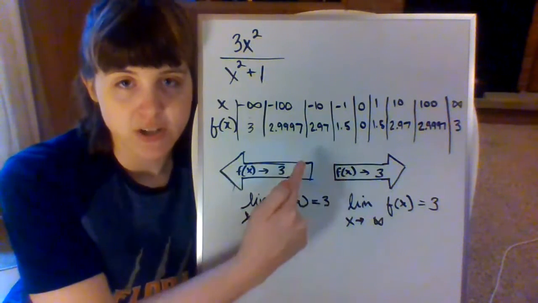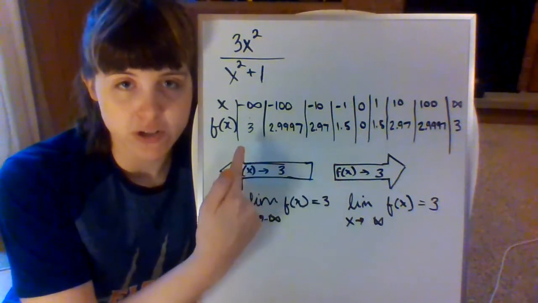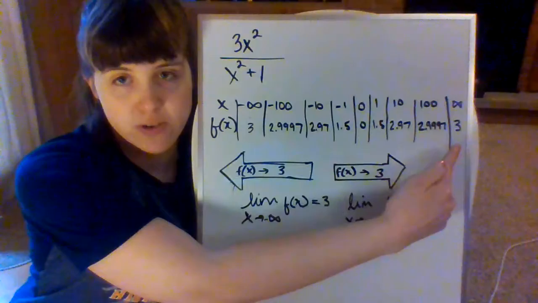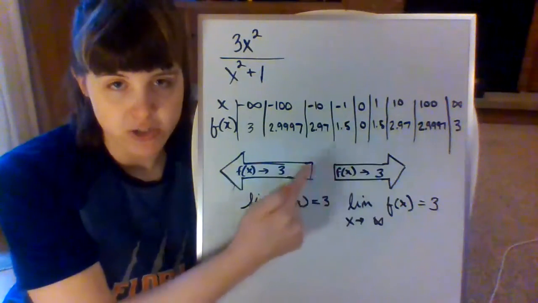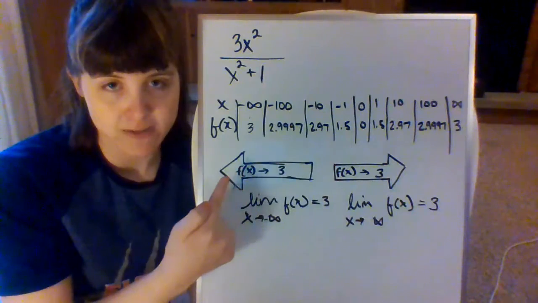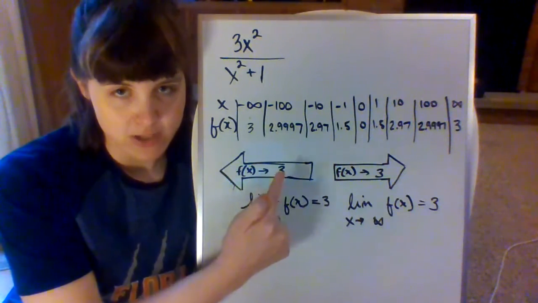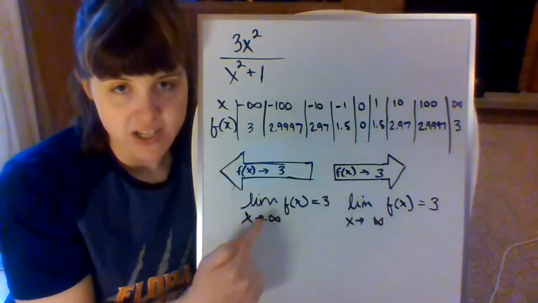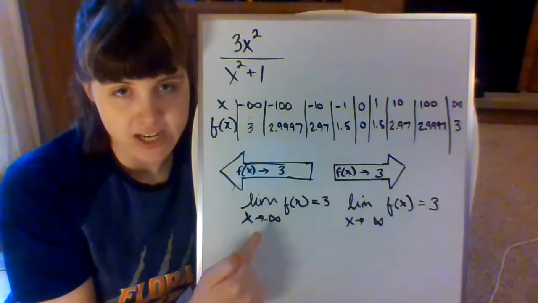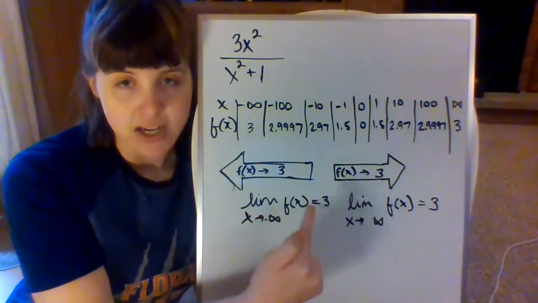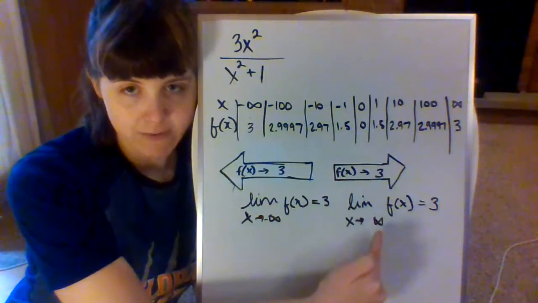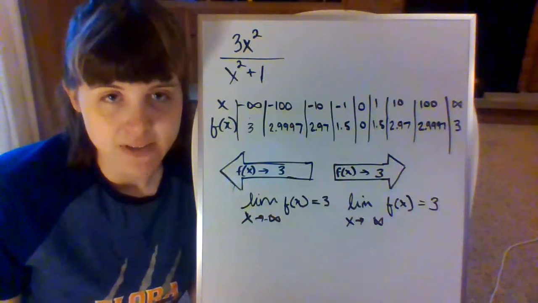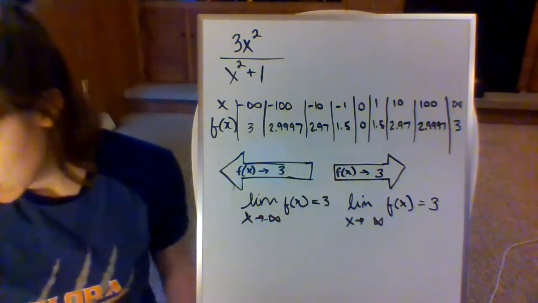As you can see, as you get closer to negative infinity, we're getting closer and closer to 3. And as you approach positive infinity, we're also getting closer and closer to 3. These arrows show what happens with the function as you approach negative infinity. It approaches 3. And as you approach positive infinity, the function is approaching 3. So we can say that the limit of f of x as x approaches negative infinity is 3, and that the limit as x approaches infinity of f of x is 3. Okay, so that's kind of an introduction of what's going to be happening here.